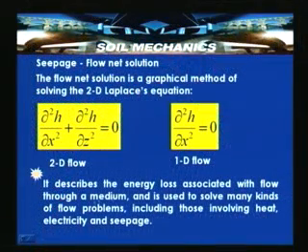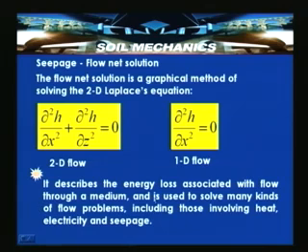So, it describes the energy loss associated with the flow through a medium and is used to solve many kinds of problems. This particular concept is used in solving heat transfer and electricity transfer and seepage, that is, electrical transfer from one potential to another potential. Again, a similar concept and similar analogical logic is used to explain this particular theory. So, this flow net solution basically describes the energy loss associated with the flow through a medium and is used to solve many kinds of flow problems, including those involving heat, electricity and seepage.